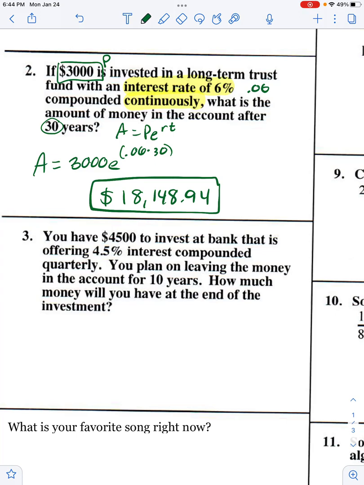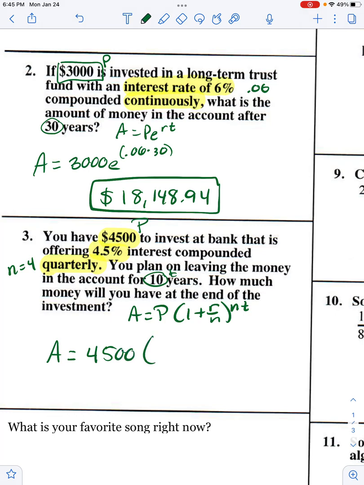Okay. So I have now $4,500 to invest. That's awesome. My interest rate, quarterly, not continuously. So quarterly means 4 times a year. So now I'm using my other formula. These formulas would be such wonderful things for you to have on your cheat sheet. I plan on leaving that money in there for 10 years. That's my time. This is my principal. How much money will I have at the end?